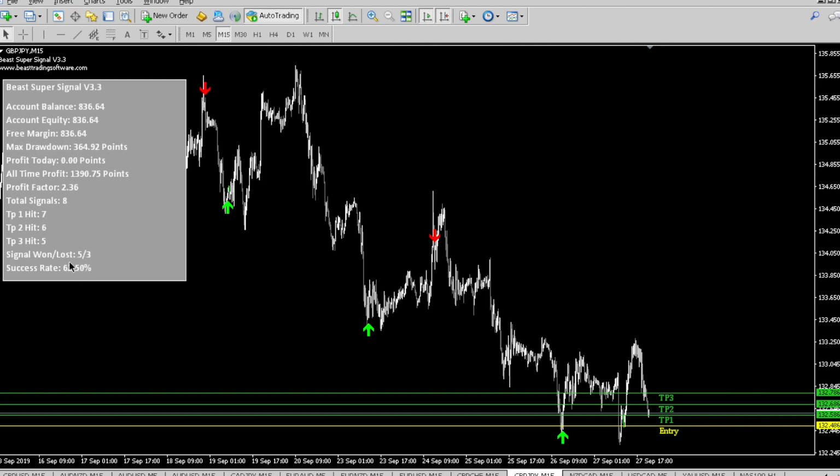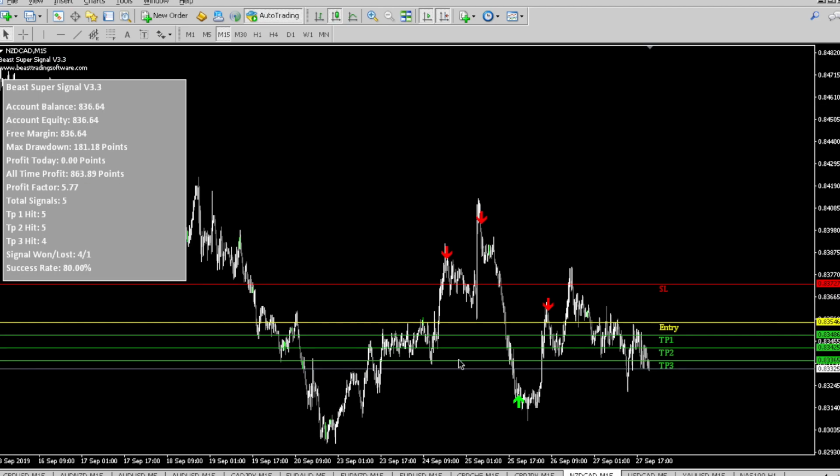But even with that low accuracy rate, we still managed to get quite a few pips on this signal. Next we're looking at is the New Zealand dollar and Canadian dollar. We had a very good sell signal here, also another good sell, another good buy, and another good sell. Well, this sell actually just fell short of TP2 before reversing, so this would have been a loss.